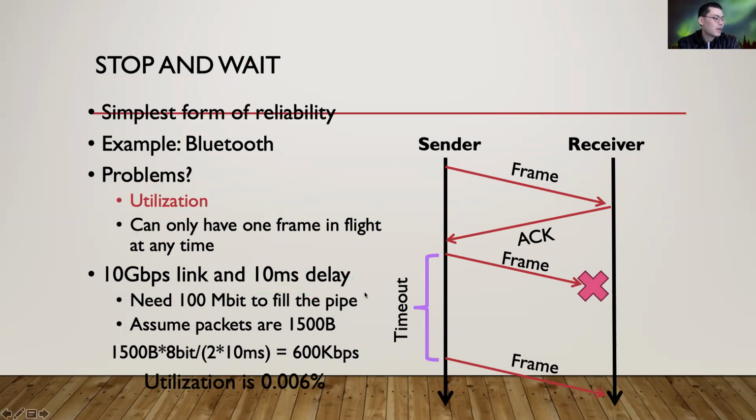But let's see what the actual utilization is. We assume each packet is of size 1.5 KB. Note that capital B is a byte. Usually when we say packet in the computer, it's bytes, but when we put it on the wire it's bits. When we talk about a link, it's bits per second. Because it is bytes, we multiply by 8 to get bits. So this is how many bits are in a packet.